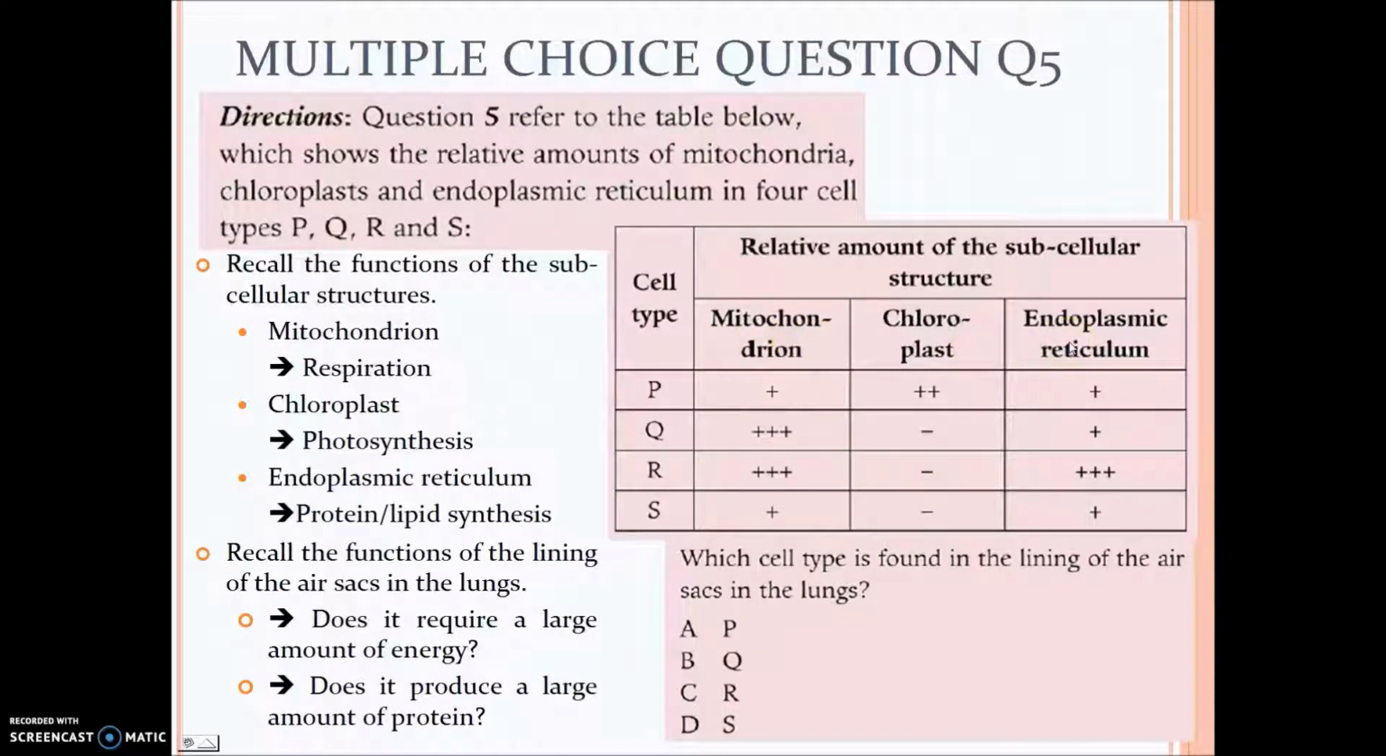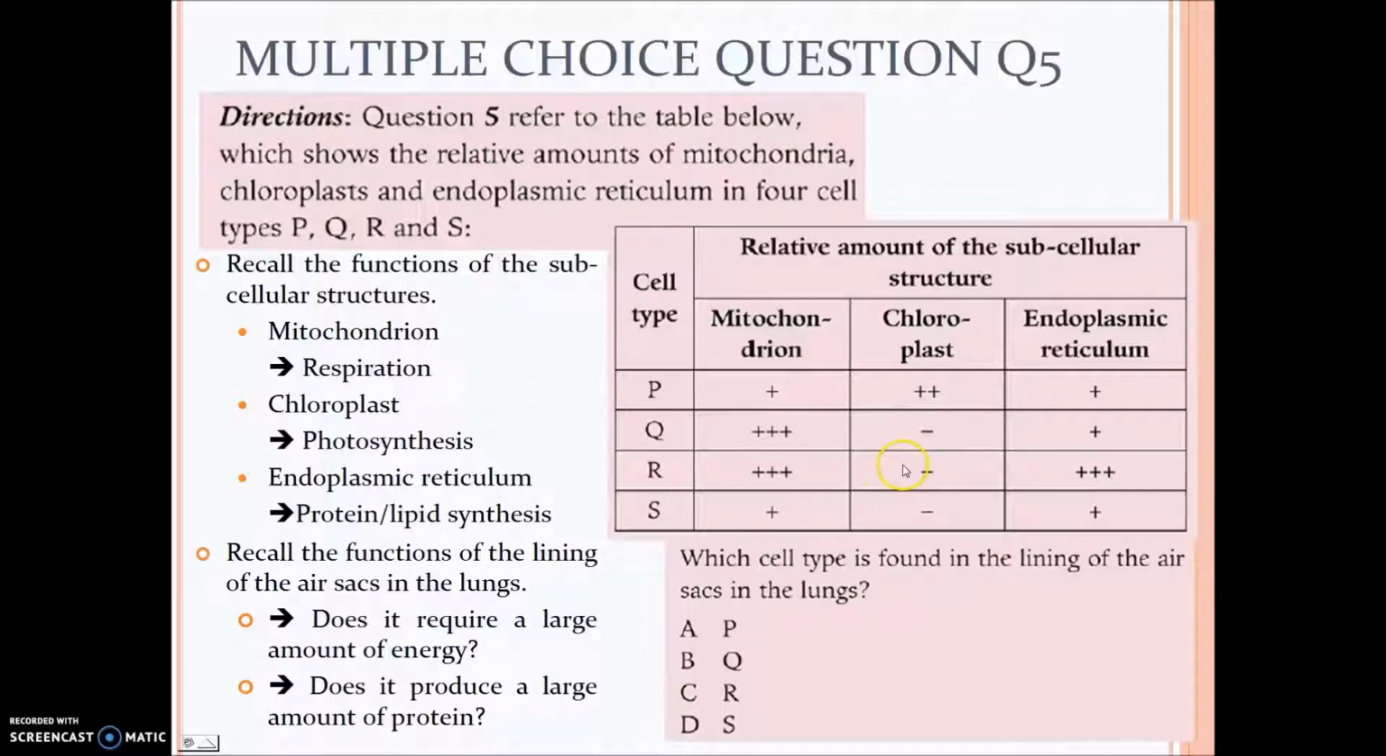In P, Q, R, S, the question is talking about the organelles in the cell: mitochondria, chloroplast, and the endoplasmic reticulum. So before you really start to choose which cell type can be found in the lining of the air sac, I suggest you clarify the function of the mitochondria, chloroplast, and the ER. Mitochondria is for respiration to release energy. Chloroplast is for photosynthesis to make food. And the endoplasmic reticulum, because the question doesn't mention whether it is rough or smooth ER, I just put protein or lipid synthesis for the cell.